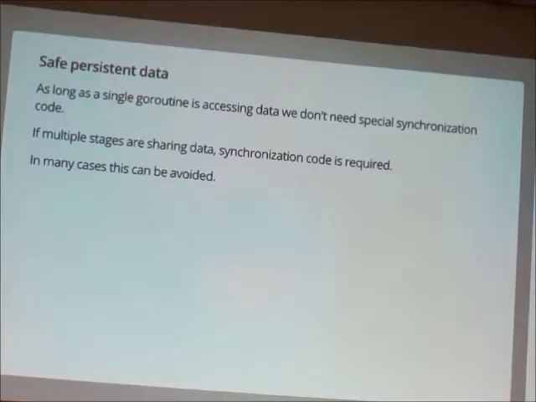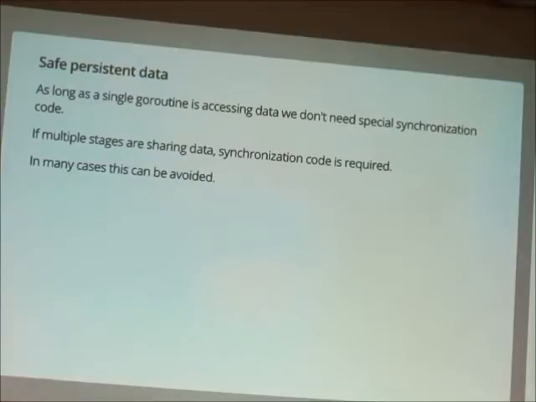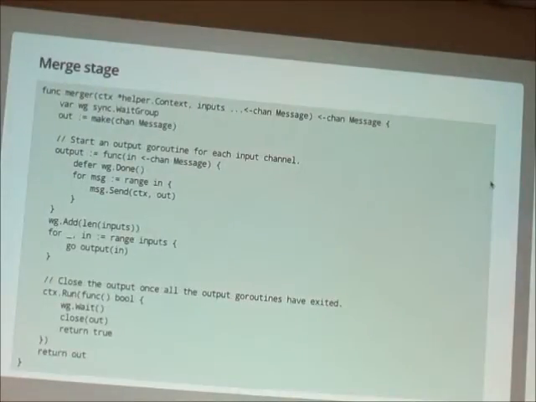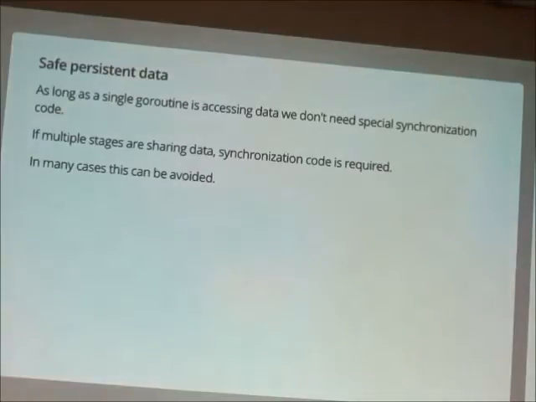I don't actually have an example for this. So I guess the next example kind of incorporates this. If you want to persist some data, you don't need special synchronization as long as only a single Go routine is using it. Basically, if you declare some variables in a stage before you launch the Go routine, you can access those as much as you want, because only the single Go routine would see those.